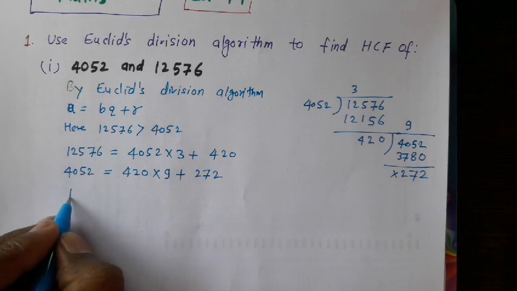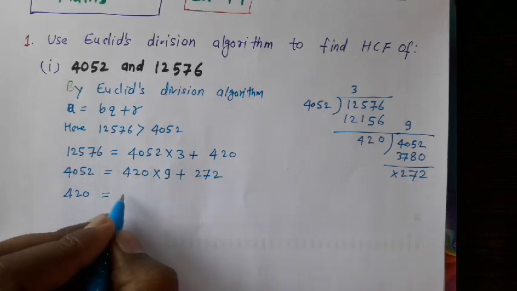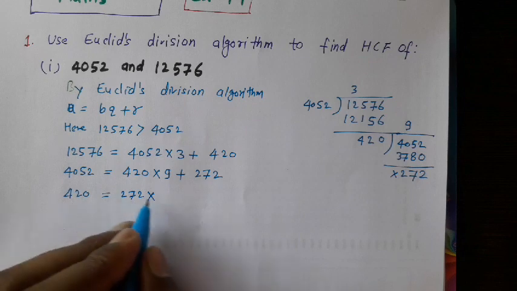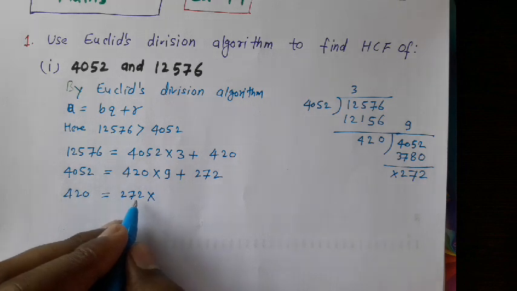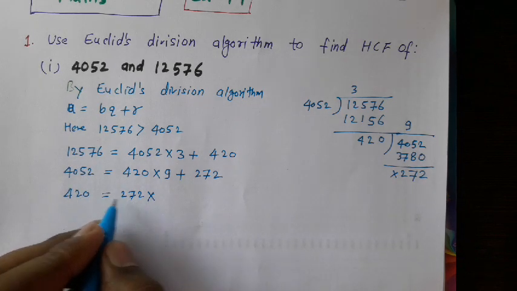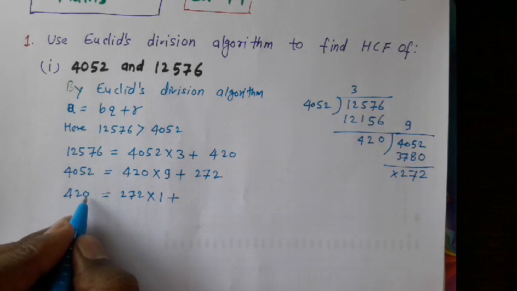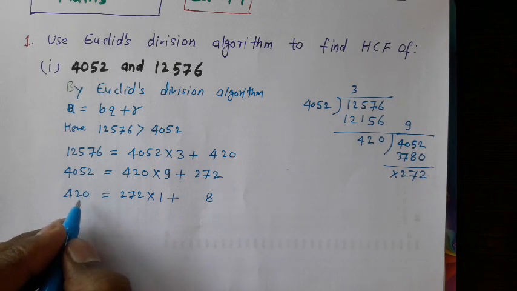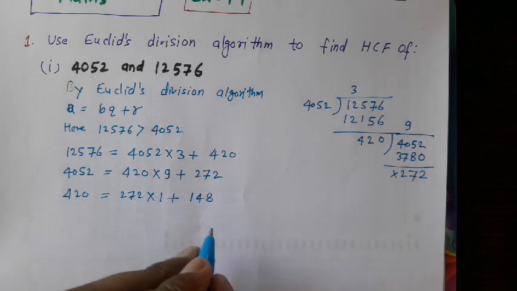Now 420 will be the dividend and 272 is the divisor. Here you can take the quotient as 1, no need to divide. If you know it, then you write it directly. 420 divided by 272, the quotient will be 1 plus remainder. Subtract: 10 minus 2 is 8, then 11 minus 7 is 4, and 3 minus 2 is 1, so 148.